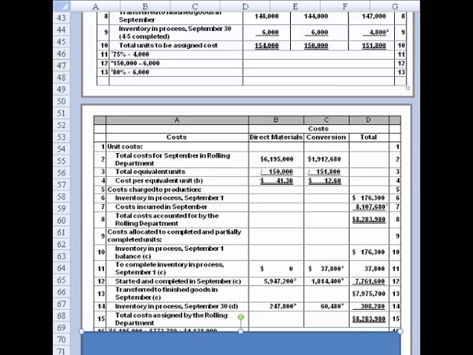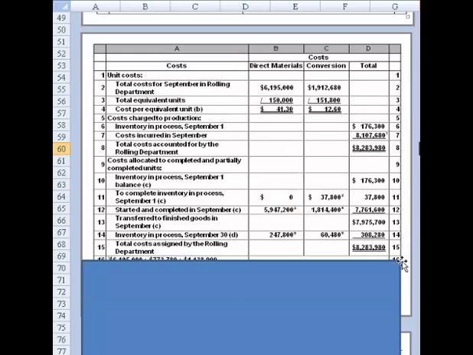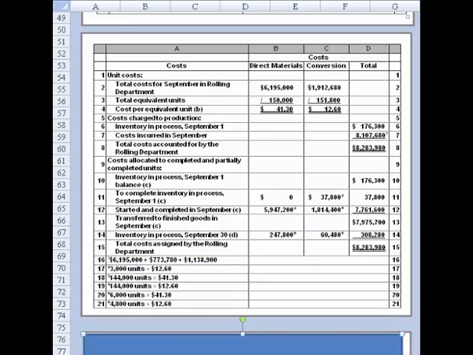When we're done with that, we've accounted for all of the cost, and you see that the $8,283,980 matches the $8,283,980 of total cost to account for in the rolling department that we calculated earlier. I'll slide a little bit down, just to show the footnotes of the various calculations that I described a moment ago.